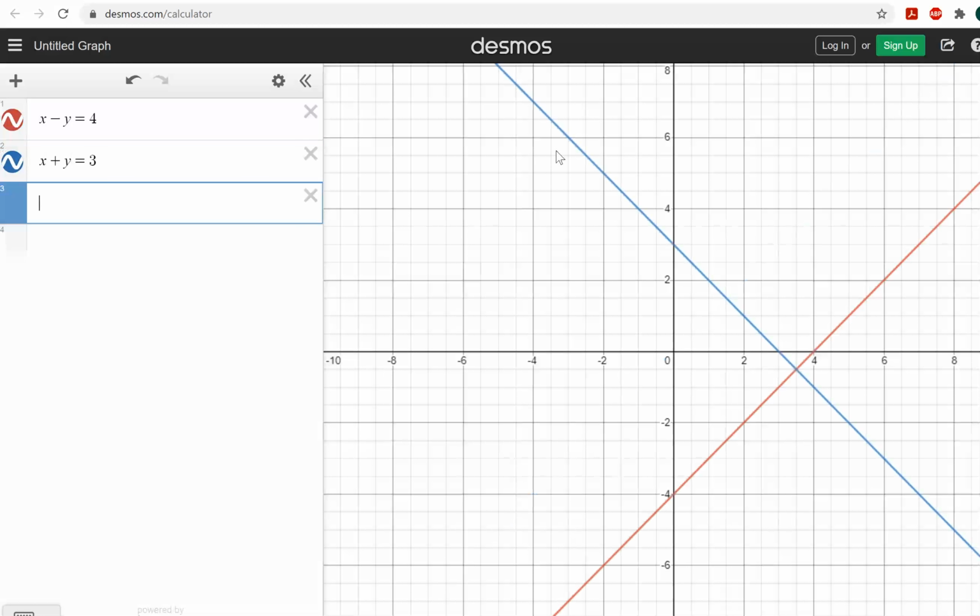And what's nice about Desmos is it kind of understands where the intersection points are. So if you click, you'll see these important points show up, like it's showing the x-intercept and y-intercept for the red line. And if I click on the blue line, you can see my y-intercept, x-intercept is also highlighting this intersection point. And if you click on it, it'll make it bold and you can really see it. There's our 3.5, negative half.